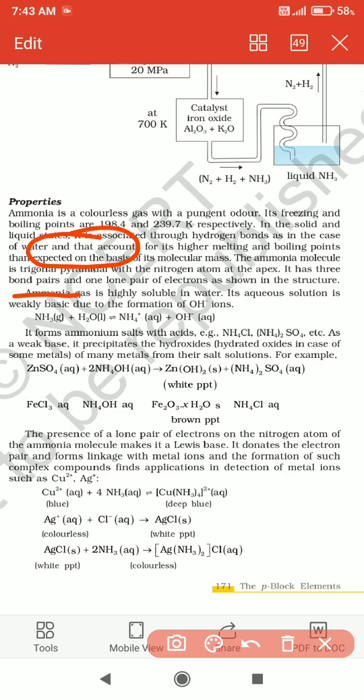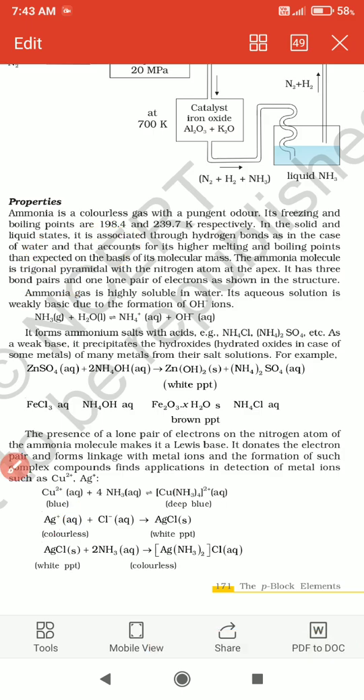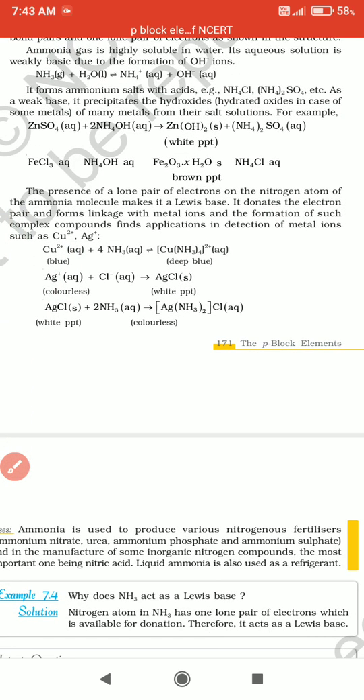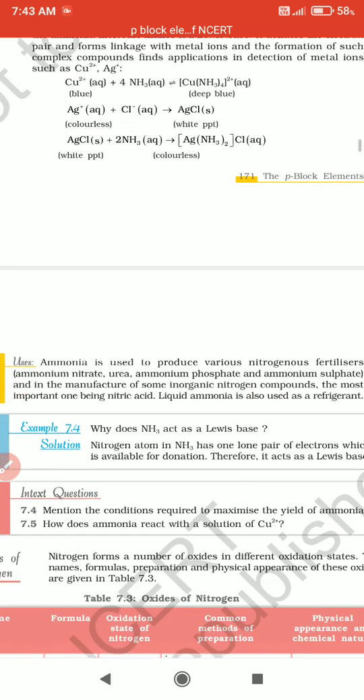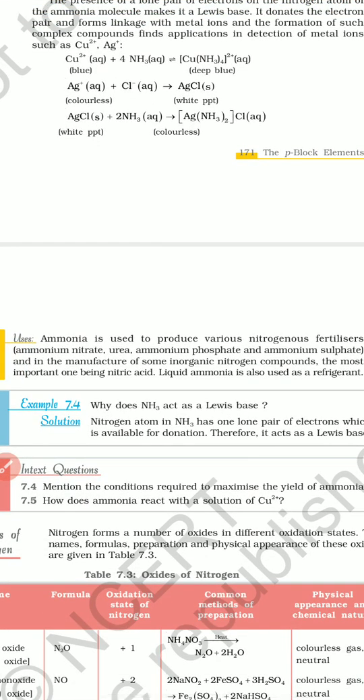Tomorrow in class we will see the remaining points: ammonium salts, chemical reactions, the brown precipitate formation and how these compounds are formed, the uses of ammonia, and oxides of nitrogen.